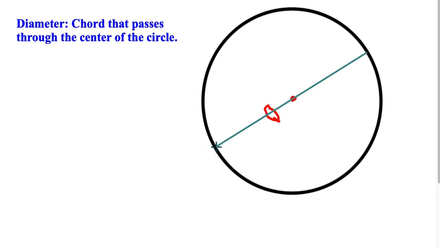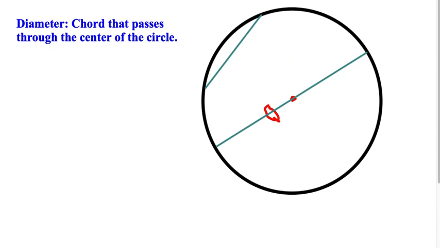So is a diameter a chord? Yes. So that means that all diameters are chords. Does it necessarily mean that if you're looking at a chord, which would look something like this, is a chord necessarily a diameter? No. So this works only one way. In order to be a diameter, it must be a chord, but in order to be a chord, it doesn't have to be a diameter.